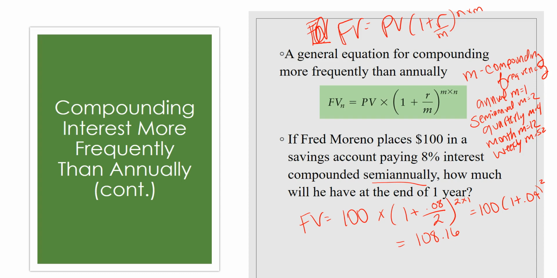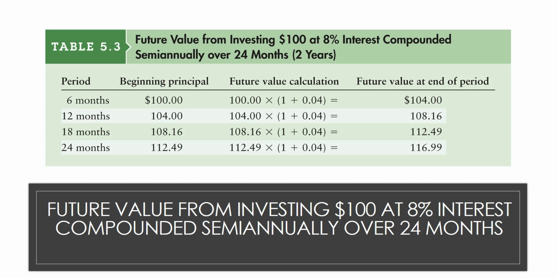Our effective rate, the rate that we're actually earning, is greater than the nominal rate because the nominal rate is 8% and 8% of 100 is $8. And now instead we're getting $8.16. That's a result of increased compounding. And the greater we increase the compounding frequency, the more money you would have.